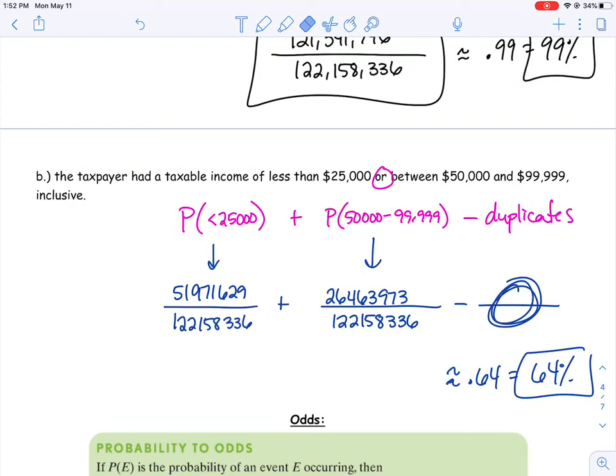All right, so make sure you think about the duplicates. There's not always duplicates, but when there are, it does make a difference. So make sure you're paying attention to the situation to see if there's any time that you overlap, and make sure you subtract that amount out. All right, keep practicing. We have one more idea in this section in the next video we'll cover.